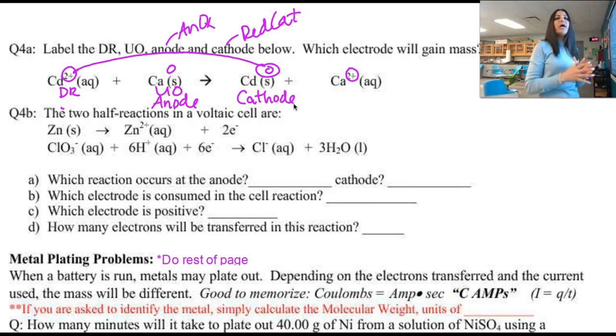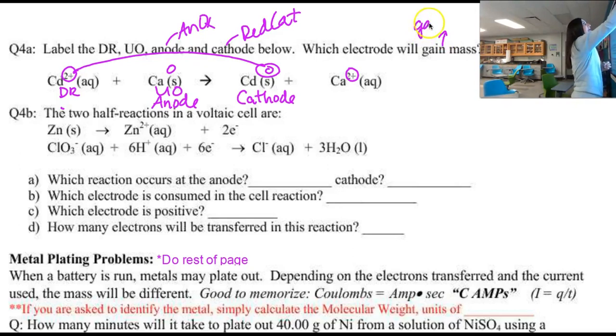That's important. And then which electrode will gain in mass? Remember we said the one that gains in mass is the one that gains the electrons. So gains mass is going to gain electrons, which means reduction. We're looking for the one that's our reduction.